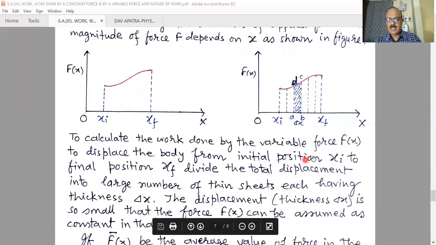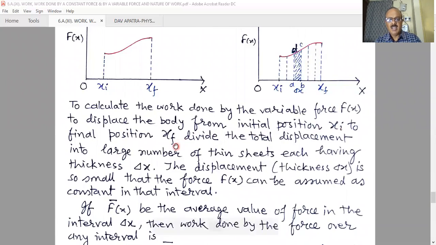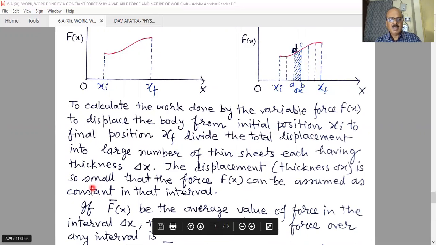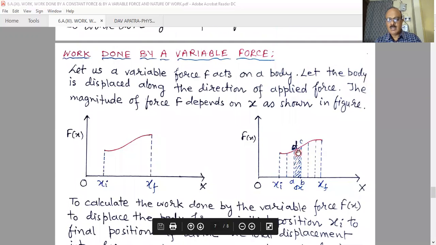To displace the body from initial position xi to final position xf, divide the total displacement into a large number of thin strips, each having thickness delta x. The displacement delta x is so small that the force F(x) can be assumed constant in that interval. If delta x is very small, then we can consider the force or average force during this displacement remains unchanged. And at that time, for this very small displacement, we can write force into displacement directly.